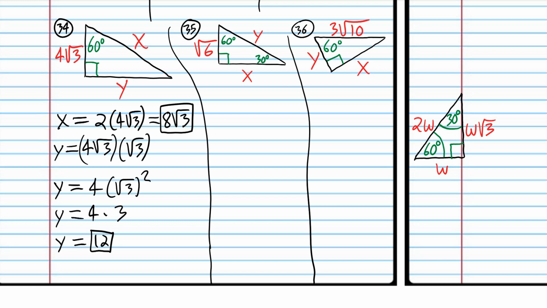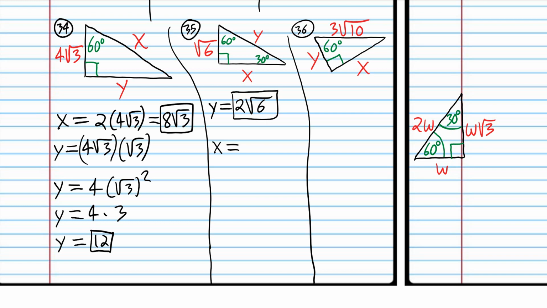All right, we're back. So the side opposite 30 degrees is root 6. So the hypotenuse is double the side opposite 30, so 2 root 6. And remember, whenever you put a number next to a root, that just means you're multiplying the number by the root. Don't be confused by that.